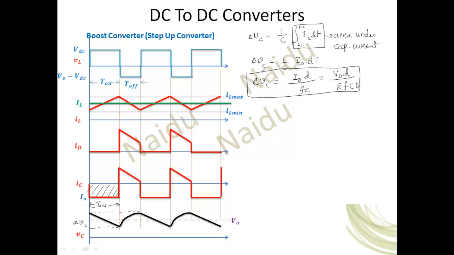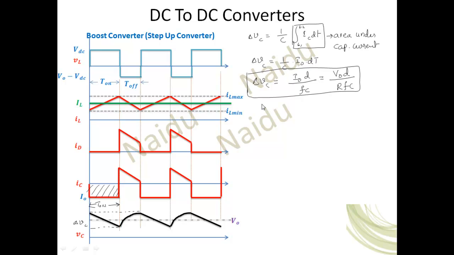If you keep on increasing the capacitance value, then this will be reduced. This we won't touch because this is the load requirement. But if you want to decrease the ripple in the output voltage or capacitor voltage, you can increase any of these things. That's all.